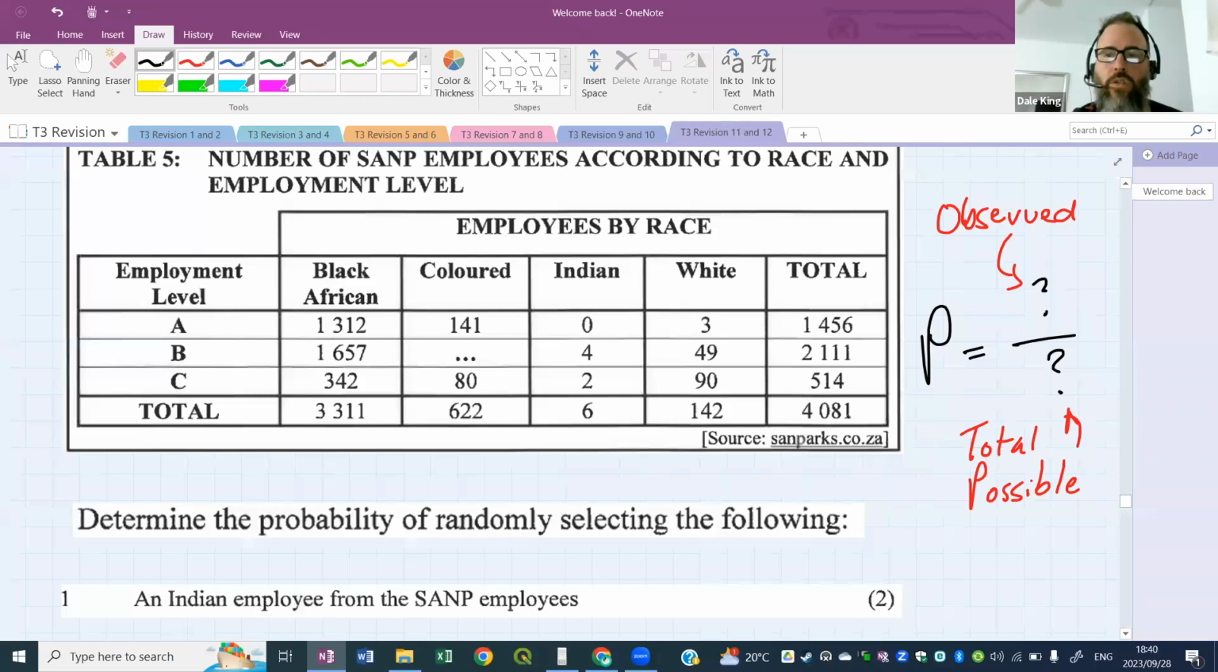What is the total possible for all of them? Well, here's the total. This is why Ben is saying 6 divided by that number. So in our fraction, we need to have 4081. That's the total possible. All the possible people that are employed are 4081. But it says here, what's the probability of one of them being an Indian? Well, if we go down to the Indian column over here, how many Indian employees are there? There are a total of 6. So the top of your fraction needs to have the 6.